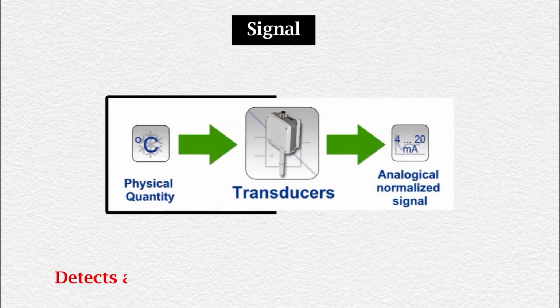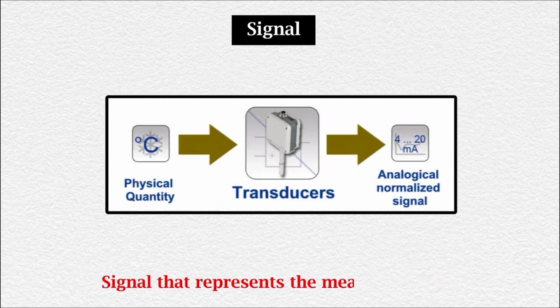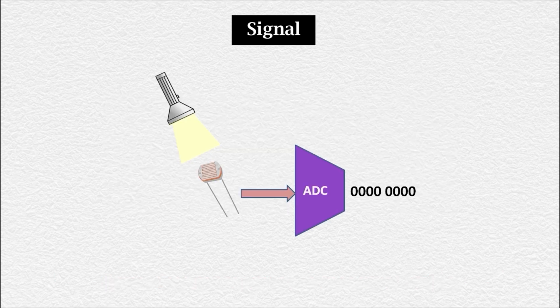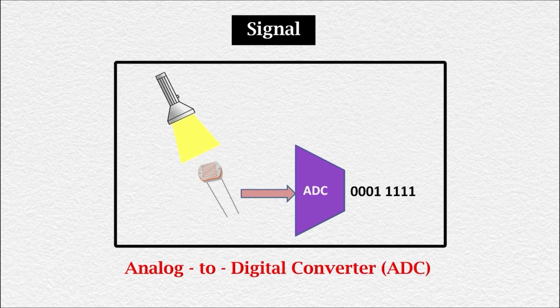Next one is the signal. Once a sensor detects a physical parameter, it generates an electrical signal that represents the measured value. The signal is then acquired by the system, typically through an analog to digital converter, which converts the analog signal from the sensor into a digital format that can be understood or processed by a control system.